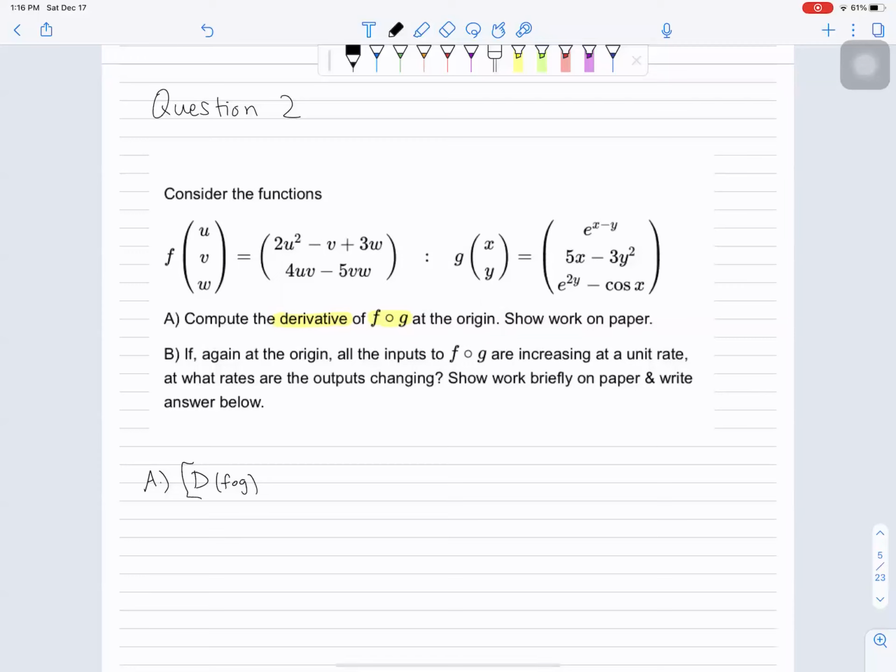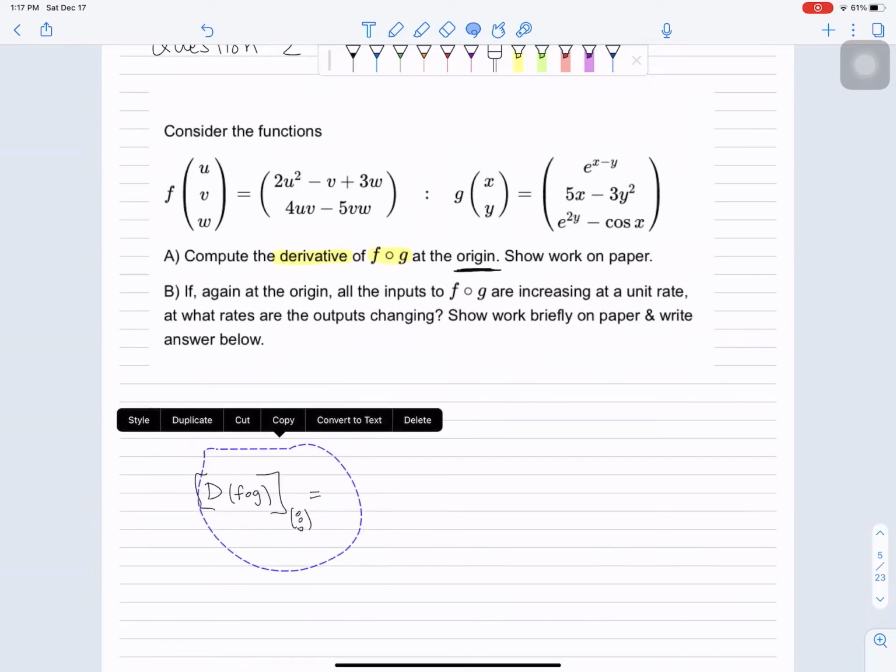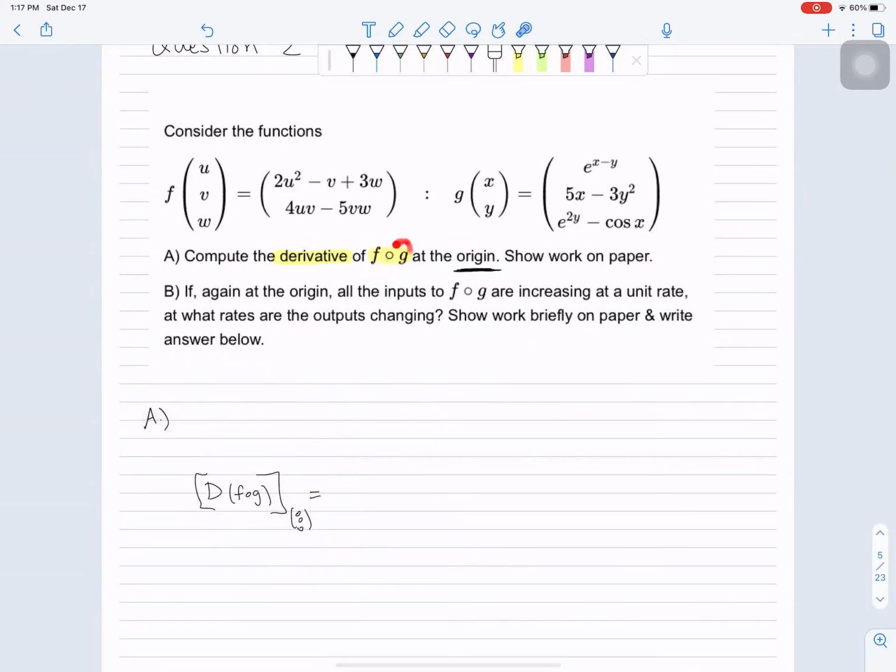So the derivative of the composition, if we want to evaluate it at the origin, so write 0, first of all, should it be 0, 0, or should it be 0, 0, 0? How do I know I'm plugging in the correct thing? Let's first look at our functions. So what is f of g saying? That composition means we start with g. G has two inputs, x and y.